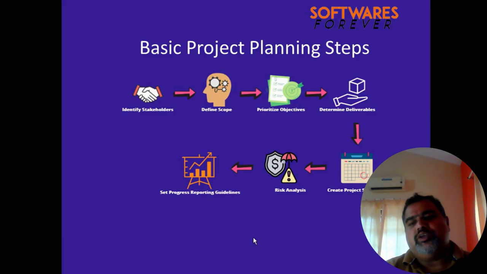Everything needs to be documented, and you have to have a risk analysis in place. As I told you before, the risk management plan should be in place, and set all progress reporting guidelines. You should have a communication plan, and you have to create reports and send them to the stakeholders who are involved in this project.